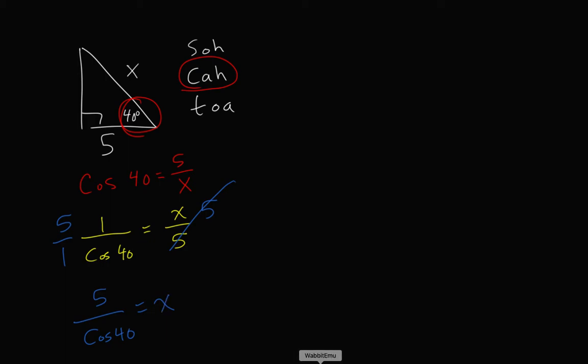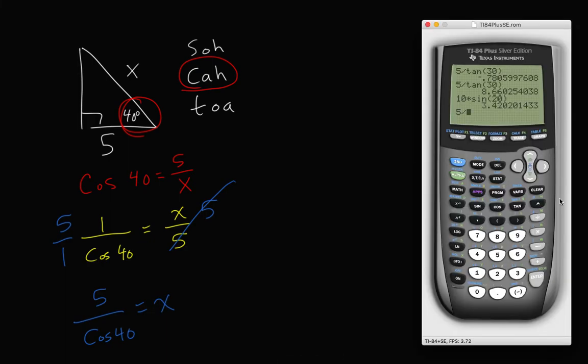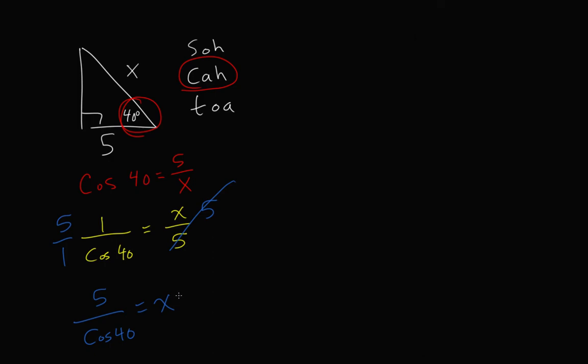So we go to our calculator. Make sure we're in degrees, which we are, 6.53 if I round that. And that's the length of the hypotenuse.